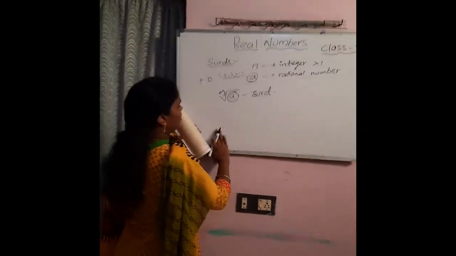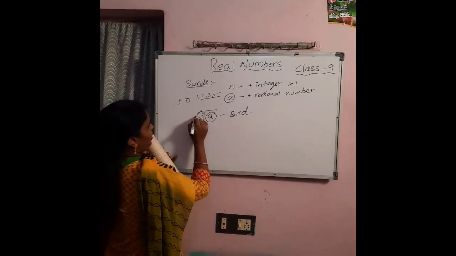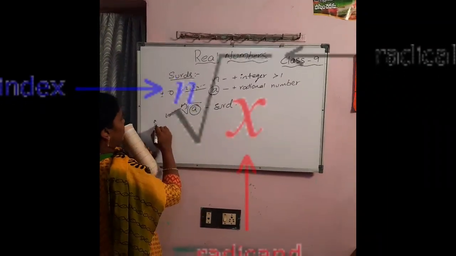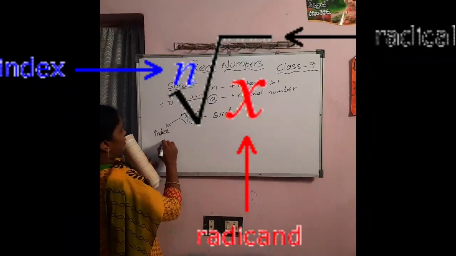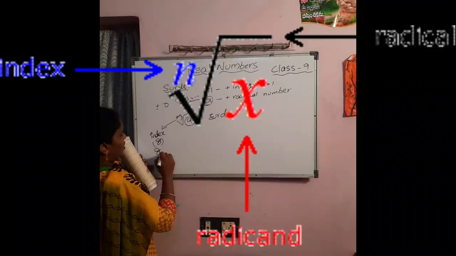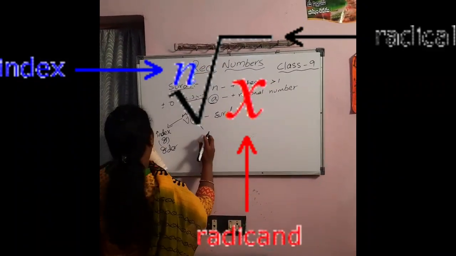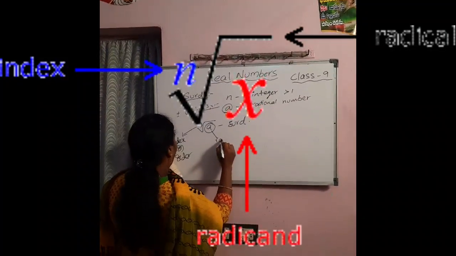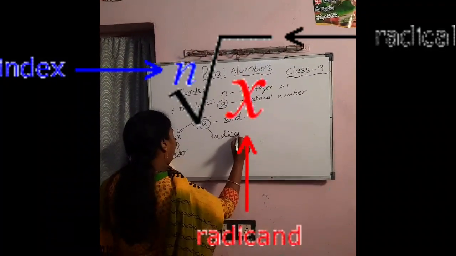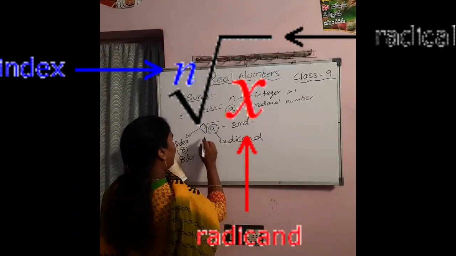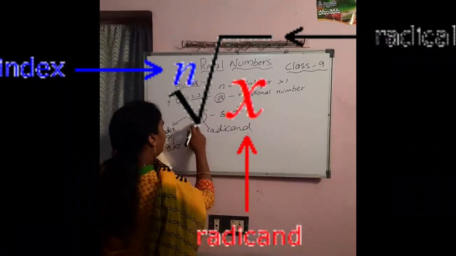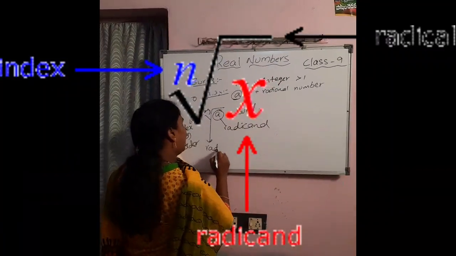Here we can see that n is called the index or order, and a is called the radicand. A is called the radicand and the root sign is called the radical.